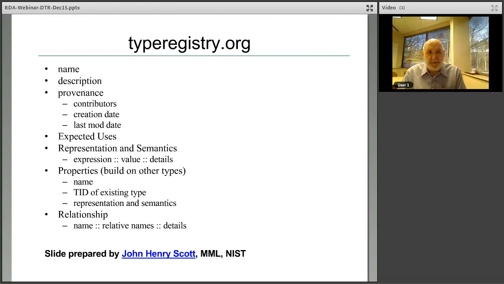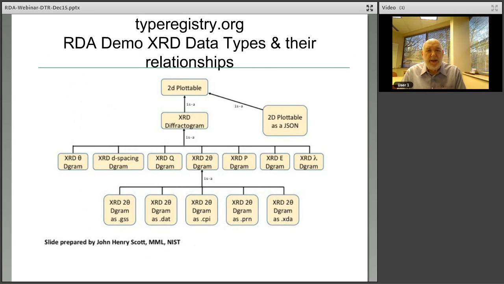And they created a record, again, pretty much along the pattern of our core, provenance, expected uses, etc., properties. And the core is the properties. What are the properties of these materials as shown in the X-ray diffraction data sets? These are the, how do I explain this? These are the data types that they identified.